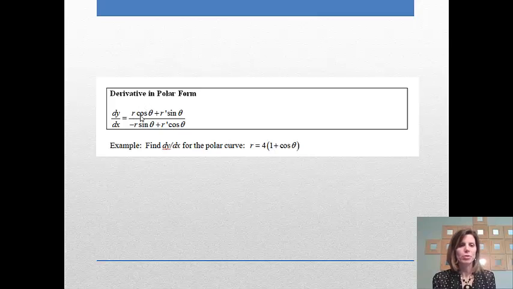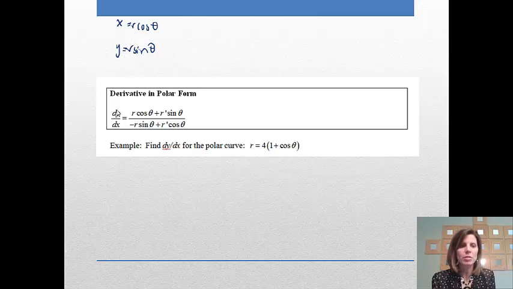Before we actually start using this equation, I'm just going to show you where it came from, because if you did not remember this formula or just did not want to memorize it, you can easily derive it. So I'd like to just show you where that came from. We're going to have x equals r cosine theta and y equals r sine theta. Those were just when we converted from polar coordinates to rectangular coordinates.